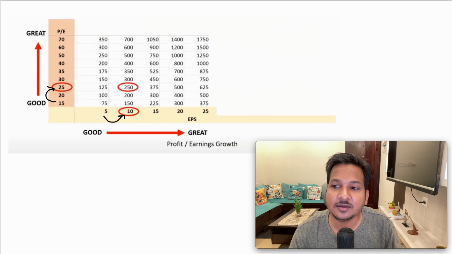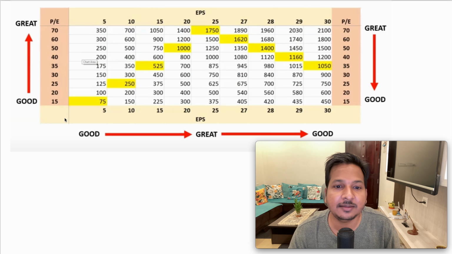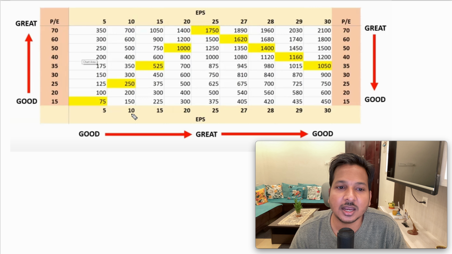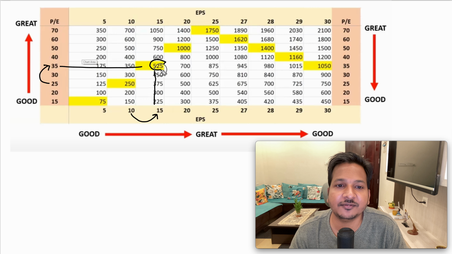Again, now the EPS has gone to 15, the EPS which was 10. And the market has started giving your share a PE ratio of 35. So with this 35 and this 15, your share price will be 525. Very good. Now next year EPS increases to 20 and the market again increases the PE ratio to 50, and your share price will become 1000.